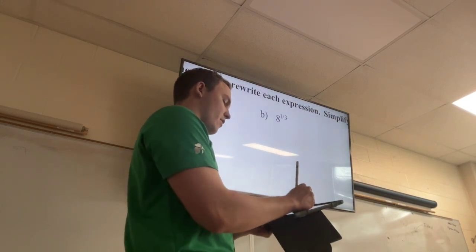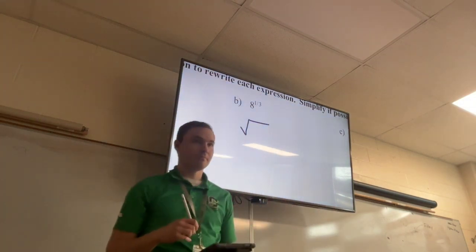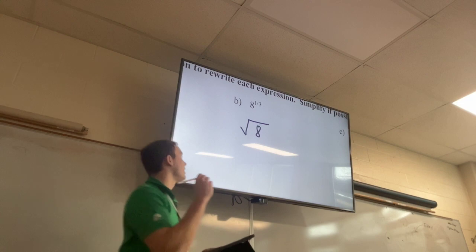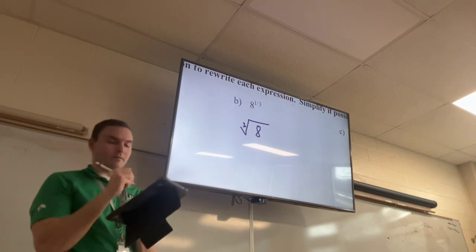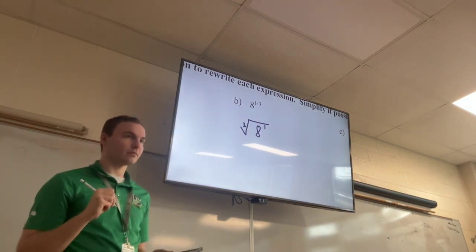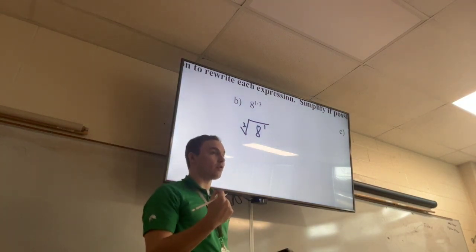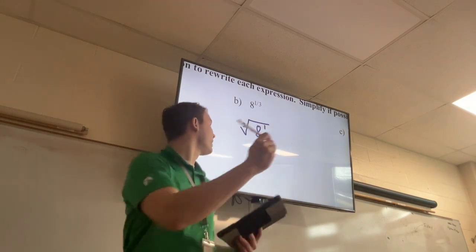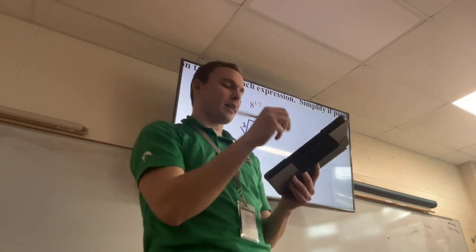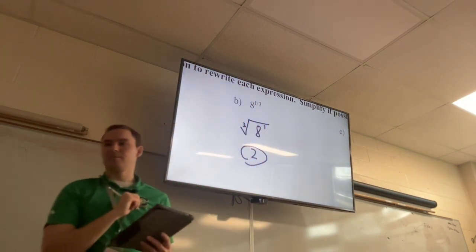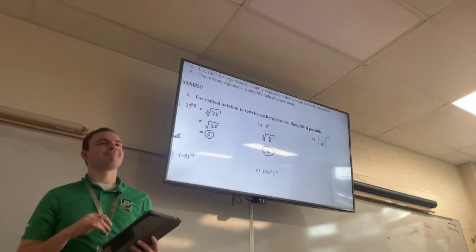So 8 to the 1/3, if we write that in radical notation, what would that be? So I have my 8. Does my 1 or my 3 go outside the radical symbol? The 3, the bottom. The 1 stays inside of it. So we want the cube root of 8. Cube root is a number that we multiply by itself 3 times to get the number inside my radical. What number do we multiply by itself 3 times to get 8? 2. So is that just the answer? It is just the answer, yes.